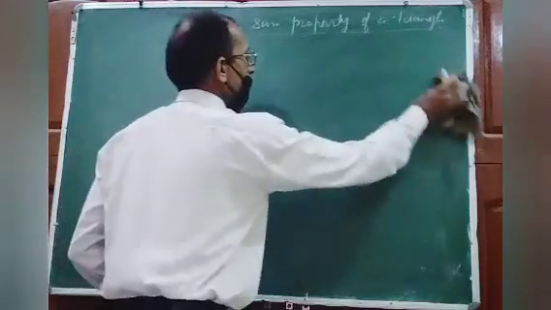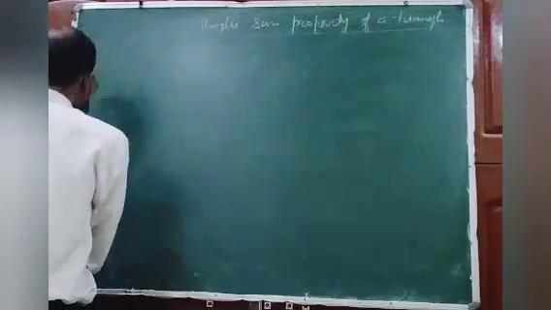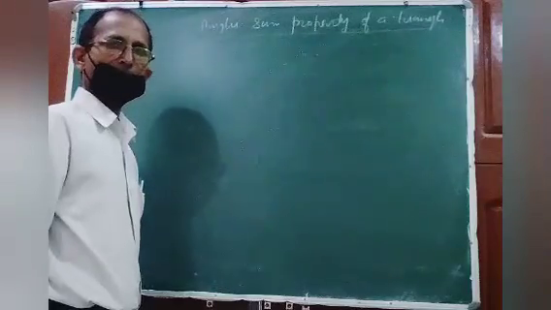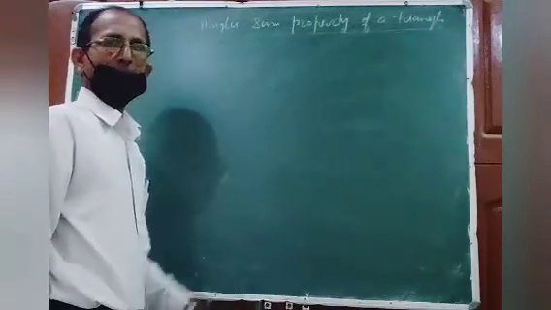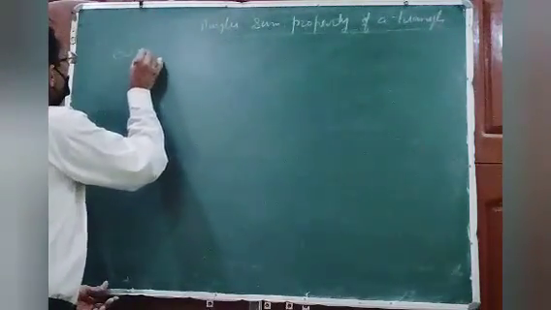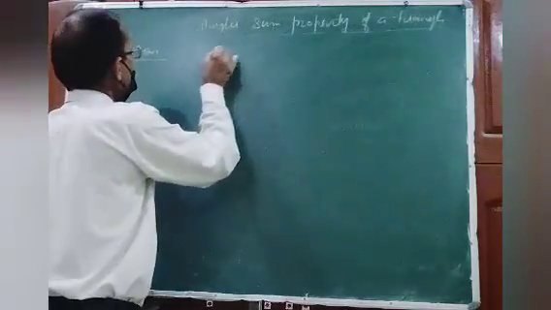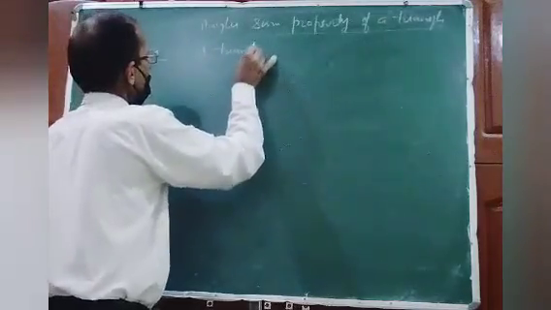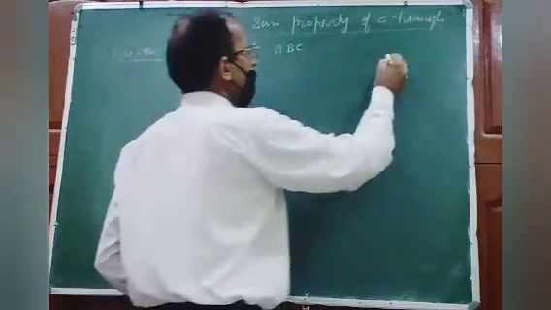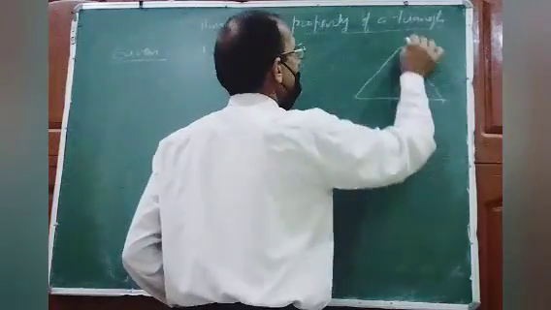Pay attention. Prove that the sum of the angles of a triangle is 180 degrees. This is the statement. So what is given? Stepwise, the first step is given: a triangle ABC. I am making the figure of a triangle ABC.